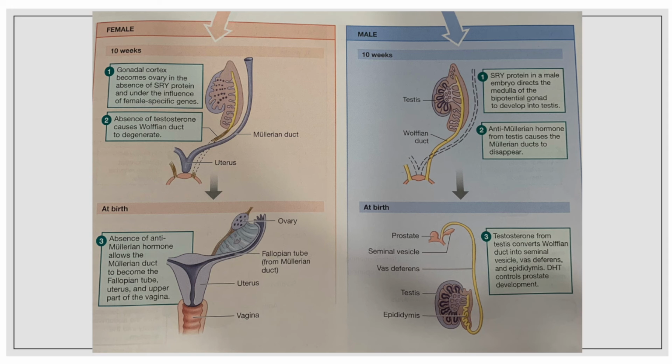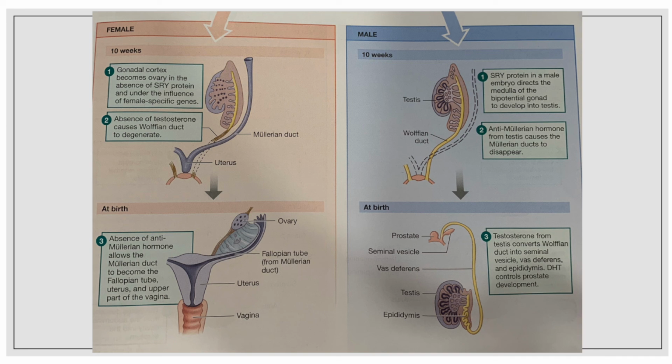The development continues under female-specific genes. There is also an absence of the hormone testosterone, which will cause the Wolffian duct, seen to further develop in males, to completely degenerate in females. At birth, the anti-Mullerian hormone, denoted as AMH, is not present, so the Mullerian duct continues to become the fallopian tubes, uterus, and the upper part of the vagina.